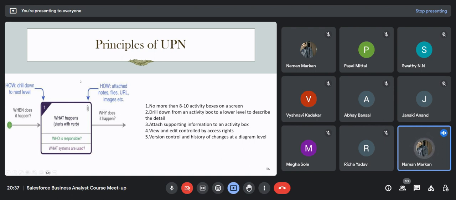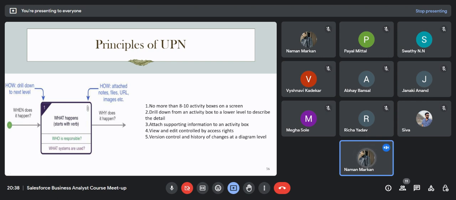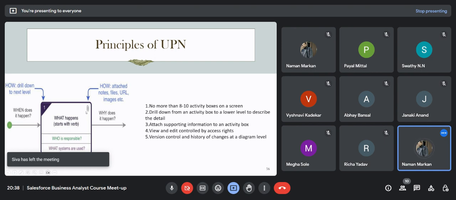We just talked about these things in a previous slide, but you have to look into this particular box, which says how a particular thing needs to be done, what is going to be done, who will be responsible, and what exactly systems we need. And if this is being done, what all notes, URLs, images, attachments, anything we need to support our process, to support our customer. And why did it happen in an initial stage, why was the customer unhappy in an initial stage. So these are the things we need in a UPN.